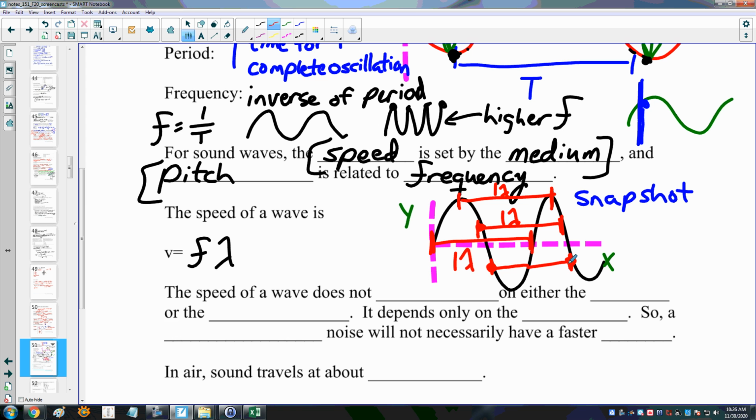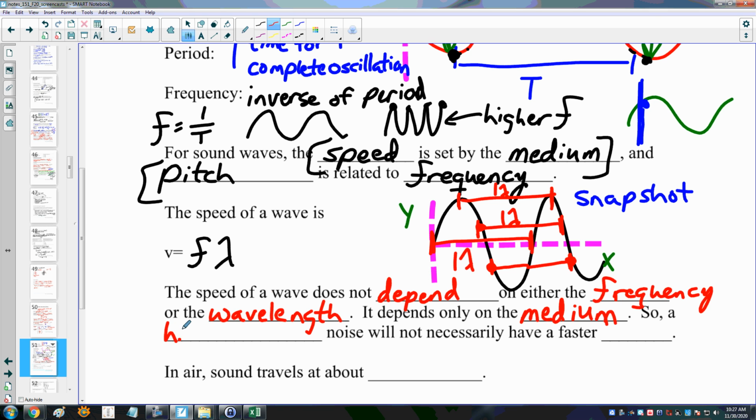The speed of a wave, I said, does not depend on either the frequency or the wavelength. It depends only on the medium. That's something we've already said, but it's not intuitive, and it's very important that the speed depends only on the medium. So a higher frequency noise, a higher pitched noise, will not necessarily have a faster speed.